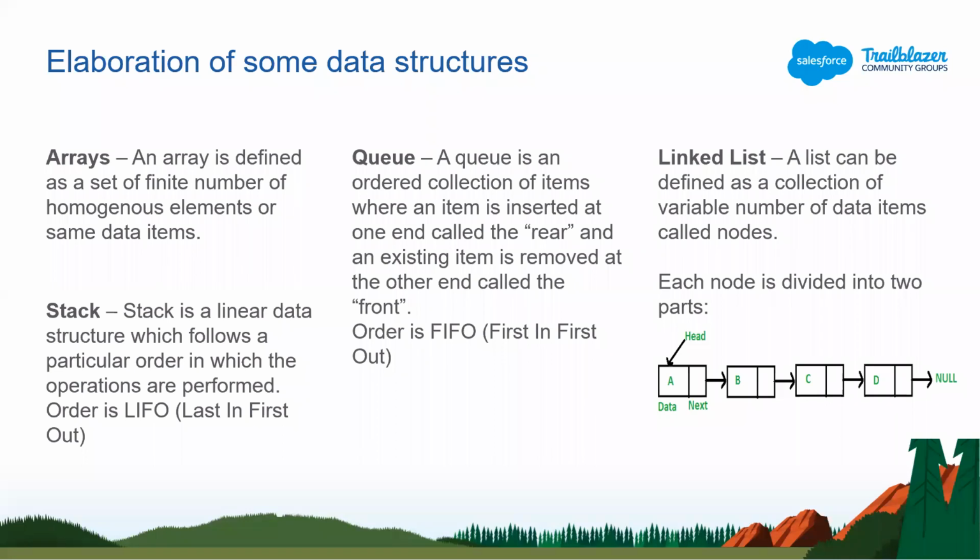A queue is an ordered collection of items, and this is similar to stack, but the order of the operation here is first in, first out. So here insertion and deletion of an element from a list is done like that. The first element will be taken out first.